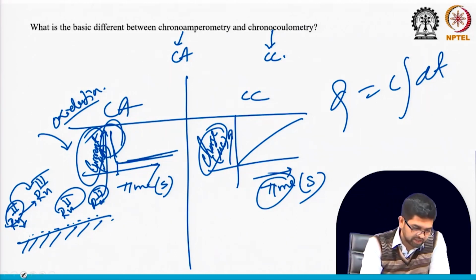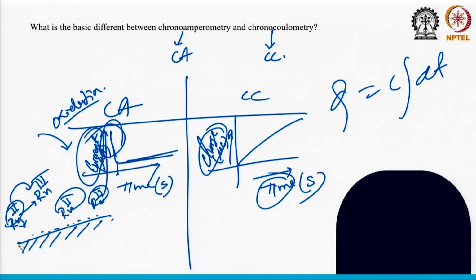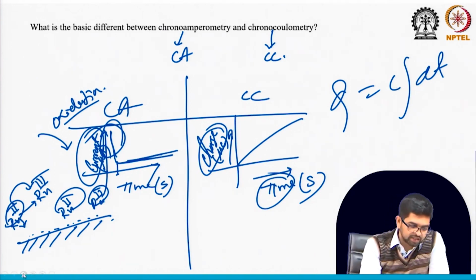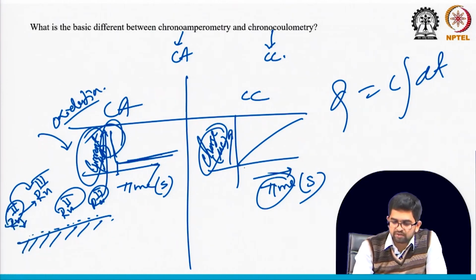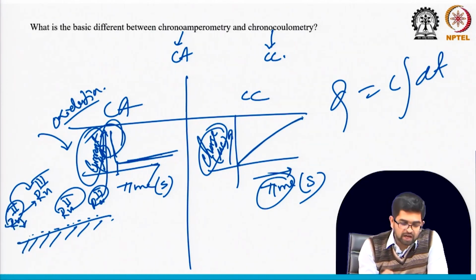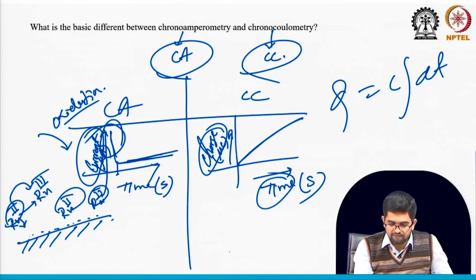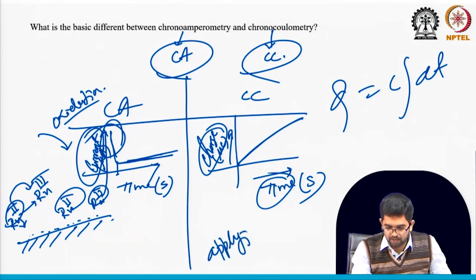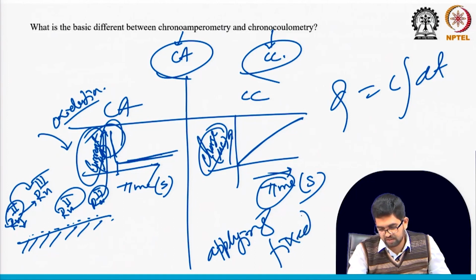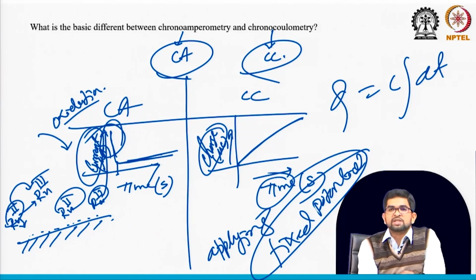you are actually integrating, right? In the chronocoulometry case, you are integrating all the current with respect to the time. So as you are integrating with respect to time, it will always increase with time. And another point, you just have to mention the similarity of these two topics: always here you are applying a fixed potential, right? Fixed potential, that you have to keep in mind. Both cases you are applying fixed potential, right?